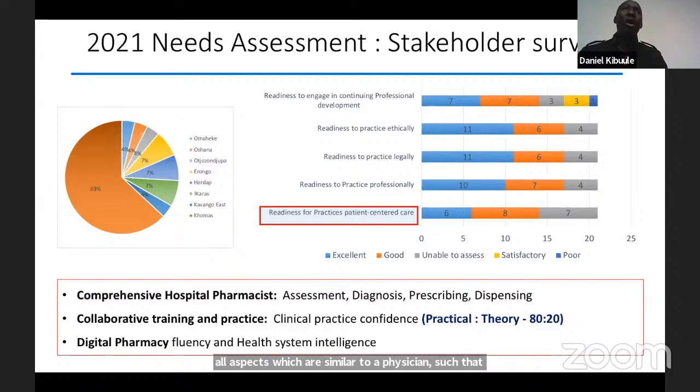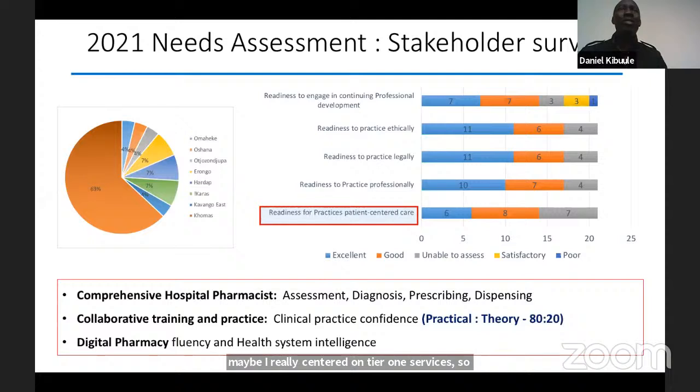Number 2, there was a need for collaborative practice. Once we did the hospital pharmacy assessment based on the Basel statement, we realized that pharmacists in Namibia are really centered on tier 1 services.